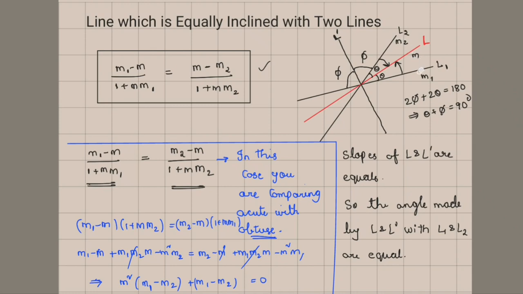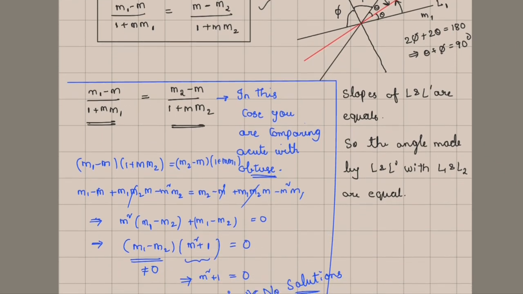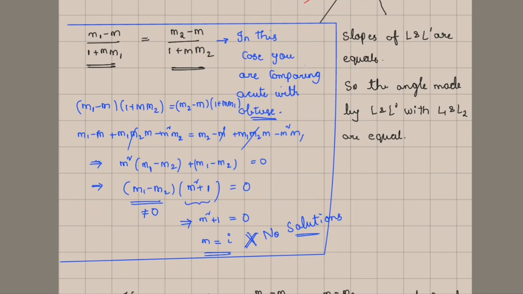Similarly, m minus m2, you should go in an order. If you change the order here, for the first case you have subtracted m1 minus m, and for the second case you subtracted m2 minus m, which is comparing an acute angle with an obtuse angle, which gives invalid solutions. Here we got m is plus or minus i, which is an imaginary solution.